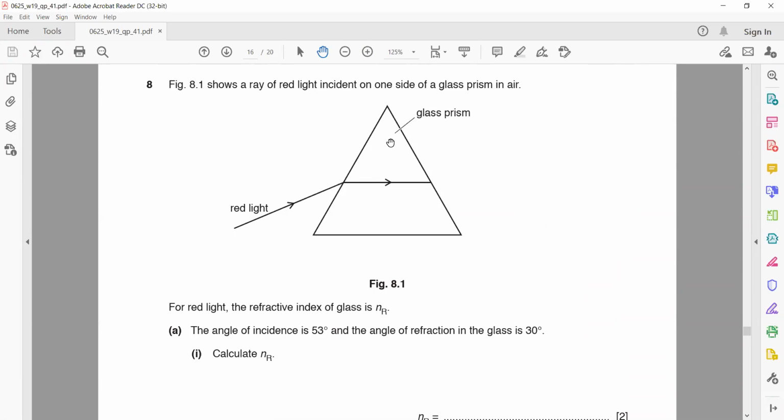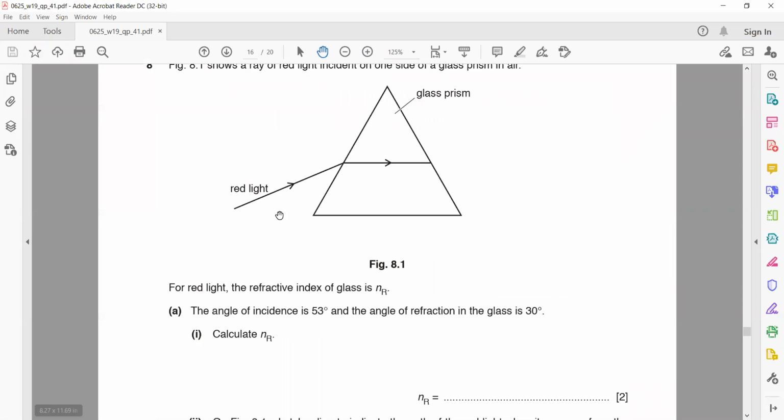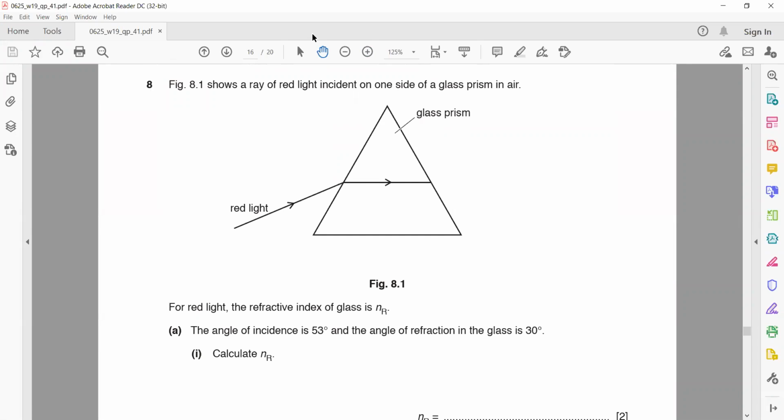Figure 8.1 shows a ray of red light incident on one side of a glass prism in air. For the red light, the refractive index is nR. The angle of incidence is 53 and the angle of refraction is 30. Calculate the refractive index.